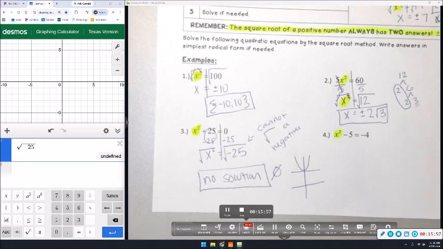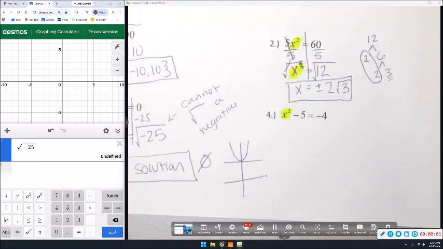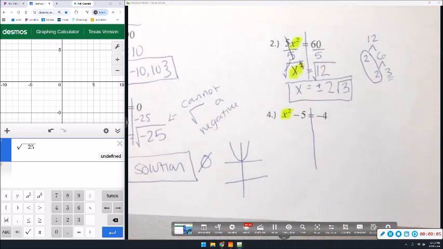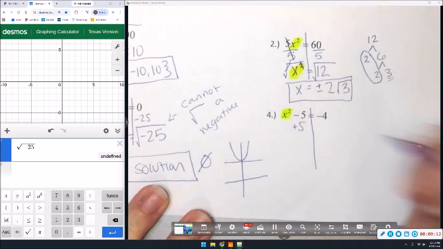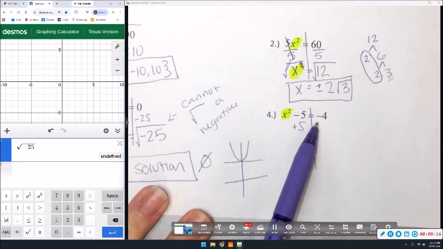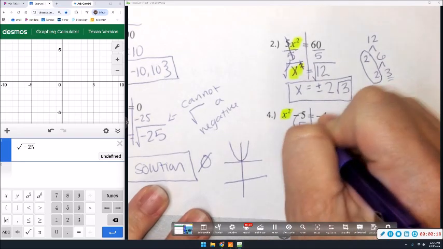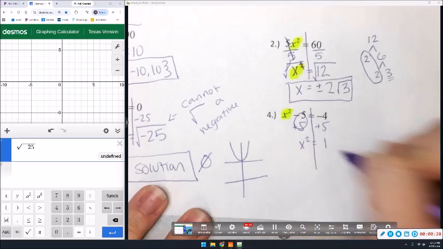Let's do it. Okay, number 4. Is my square alone? No. What do I have to do? Plus 5. Now, the reason I like showing this problem is because at first, isn't the right side negative? Yeah. But when I add 5 to both sides, does it stay negative? So is this going to be a no solution?